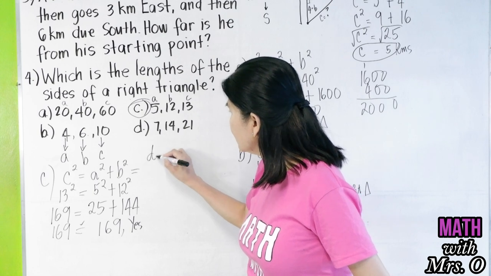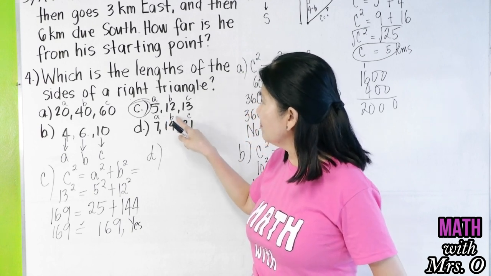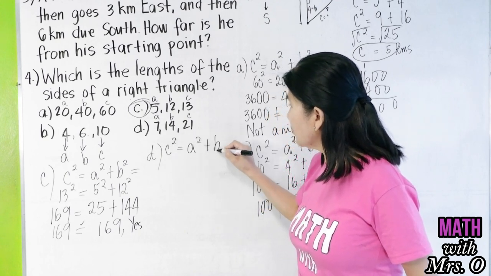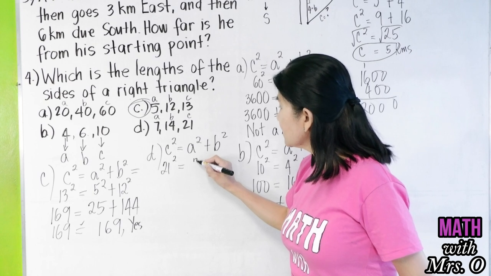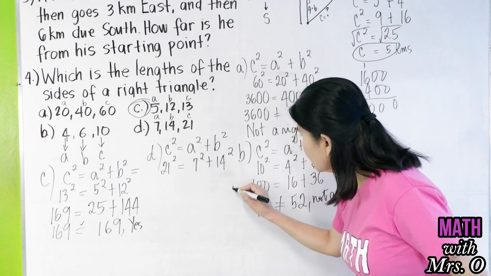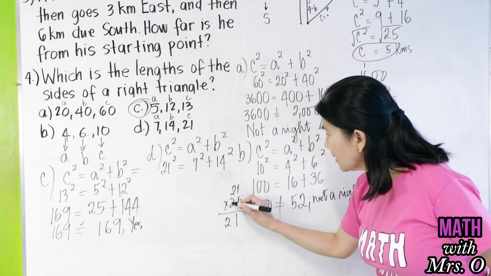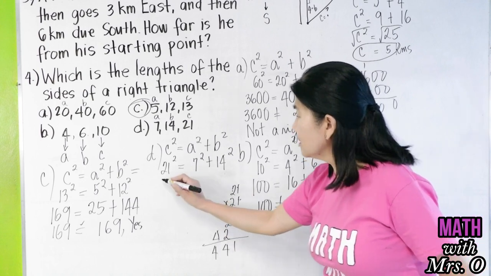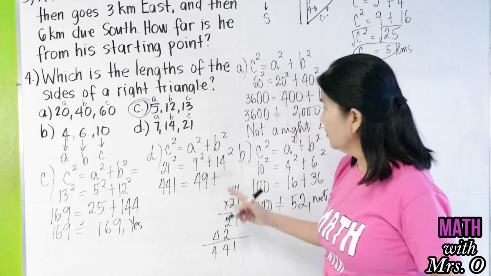What about letter D? So we let this be A, this is B, and this is C. Again, A is 7, B is 14, and C is 21. Is C squared equal to A squared plus B squared? C is 21. Is 21 squared equal to 7 squared plus 14 squared? 21 squared: 21 times 21. 1 times 1 is 1, 2 times 1 is 2. 1 times 2 is 2, 2 times 2 is 4. This is 441. So 21 squared is 441.